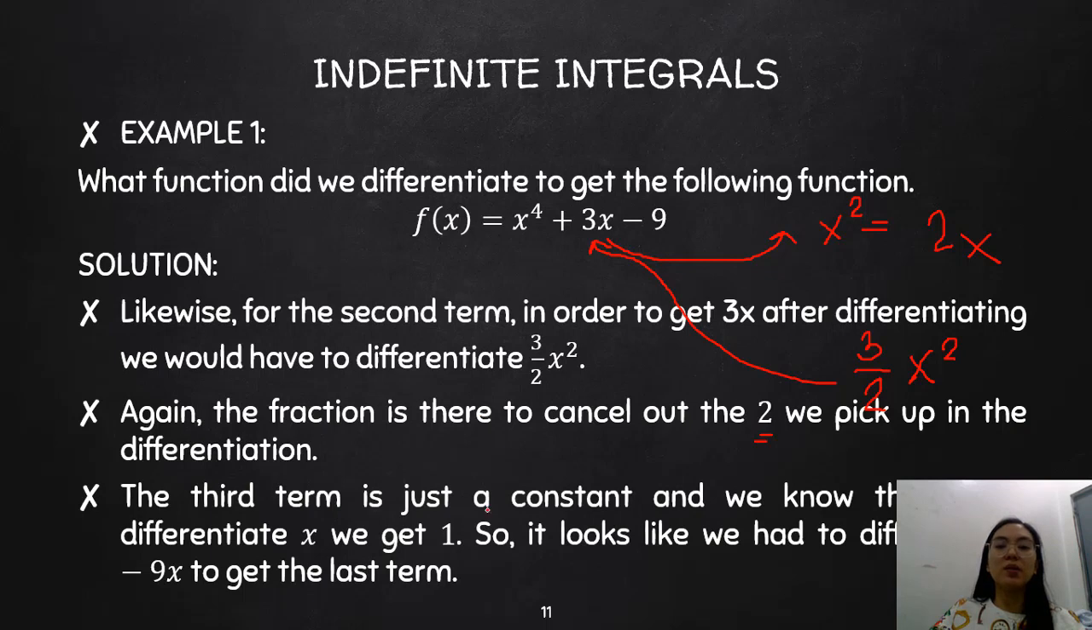Now, the third term is just a constant, and we know that if we differentiate x, we get 1. So, it looks like we had to differentiate negative 9x to get the last term. So, 9x, ang magiging differential niya pag kinuha mo is negative 9. So, ibig sabihin yung na-differentiate natin na term is negative 9x.